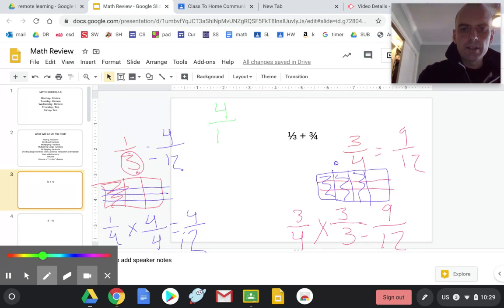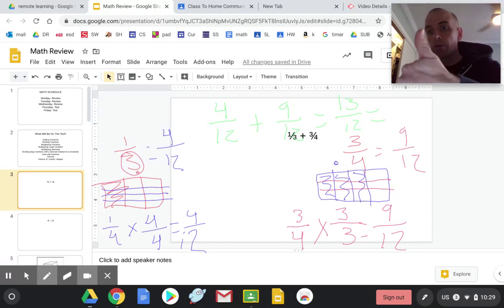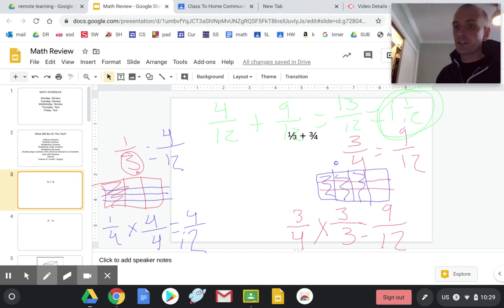So 4/12 plus 9/12 equals 13/12. 12 goes into 13, 12, 24. So 1 time, and there's 1/12 left over. Okay, that's adding fractions. All right, good luck.